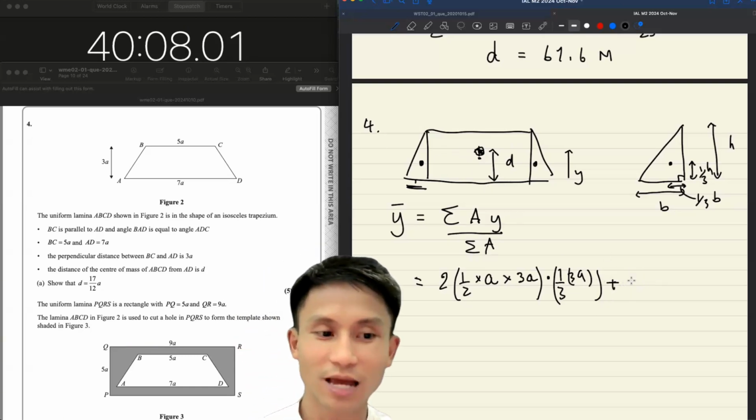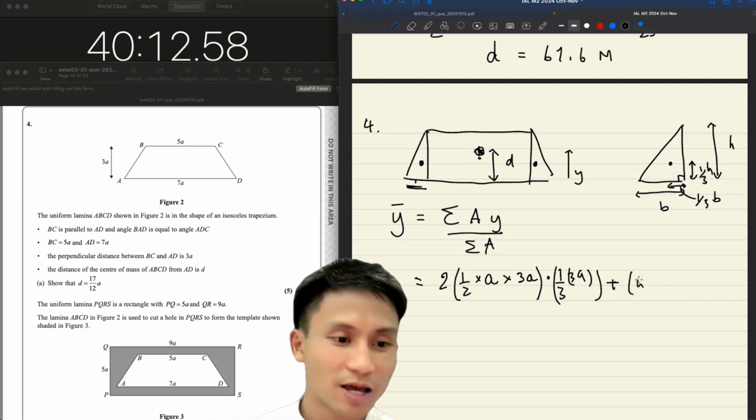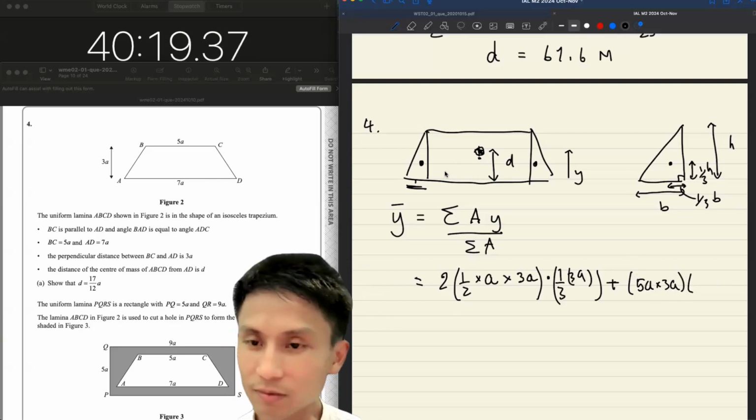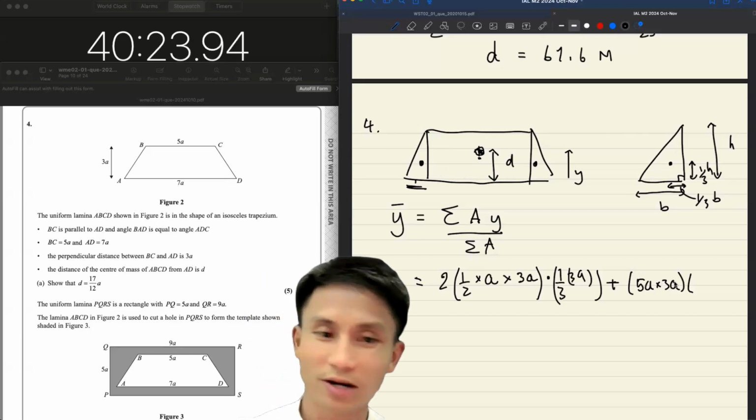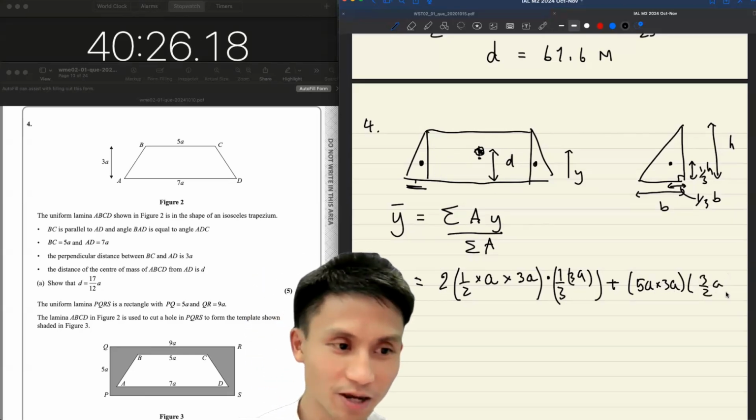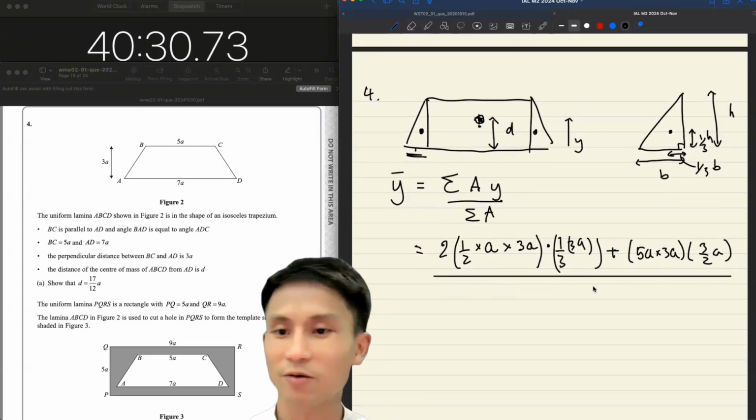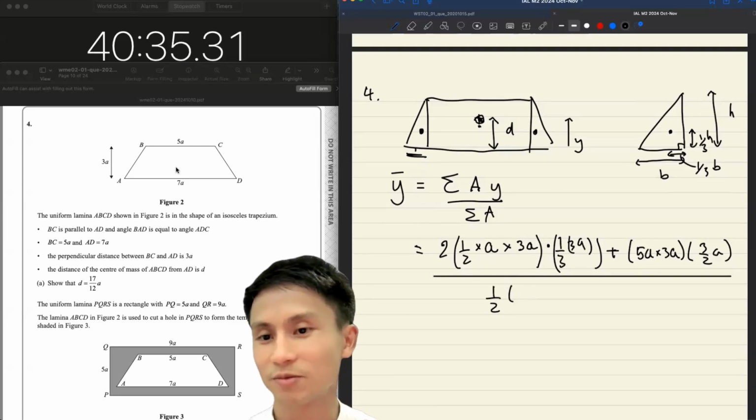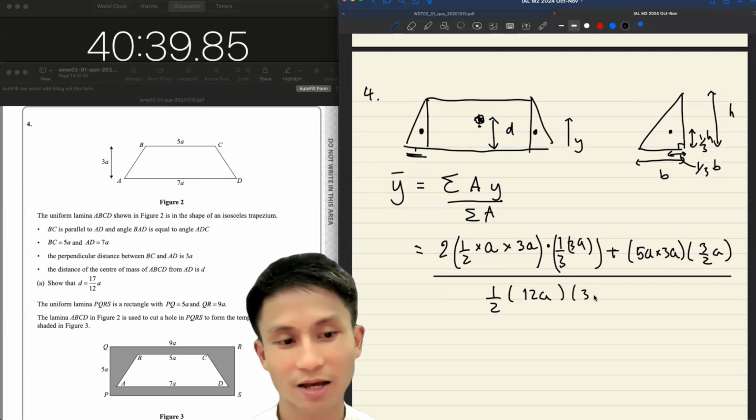So for the rectangle, the area is going to be 5a times 3a. Just doing everything here first to get the working marks. And then, this is the center, right? So it's 3/2a. Shouldn't have asked for that. And then the total area, I can use the trapezium formula, half times the sum of the parallel sides, so that's 12a, and then the height.